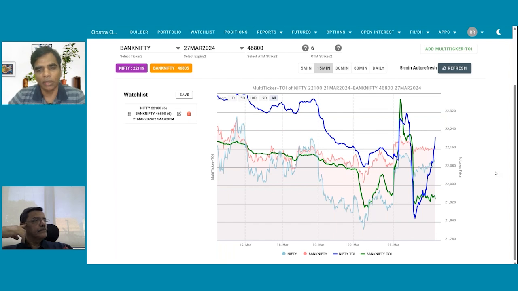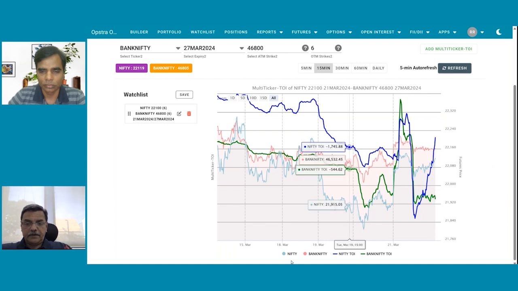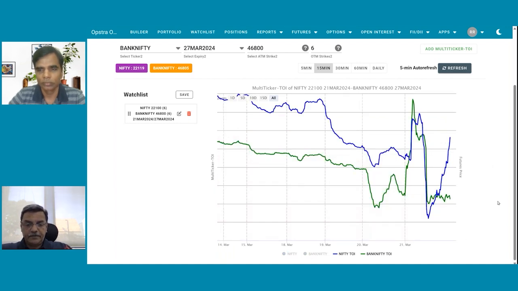So AP, what can we interpret from this particular chart? Yeah, now here, if you take today's example, or maybe the last couple of days. Here again, you can hide the Nifty and Bank Nifty futures lines, so that it will be clear. We'll show them again later. Now this is only the TOI of Nifty and Bank Nifty, where the strike price is 22,100 for Nifty and 46,800 for Bank Nifty. Here again, the expiries are different. Bank Nifty is 27th March and Nifty is 21st March, which was today.